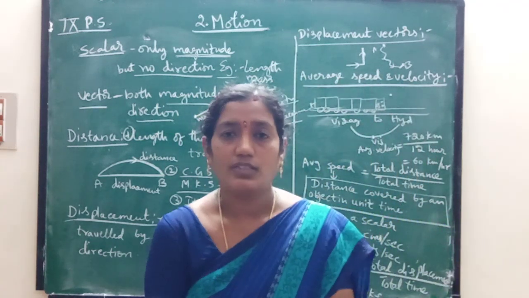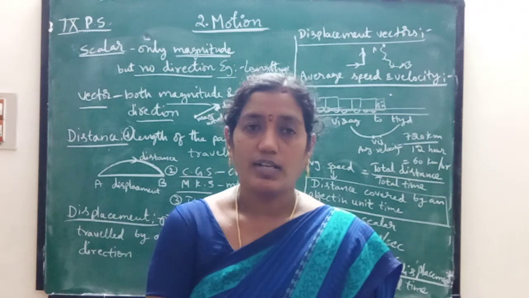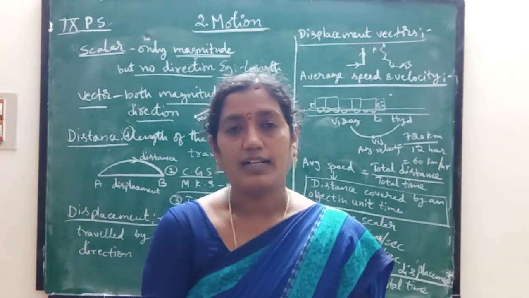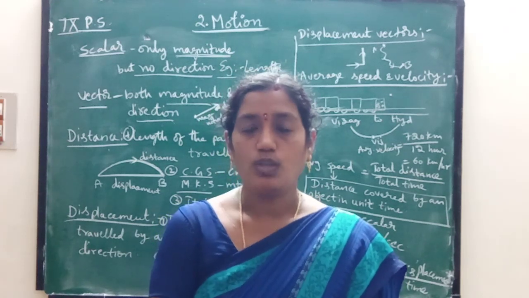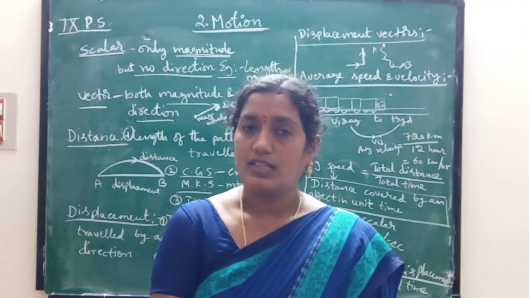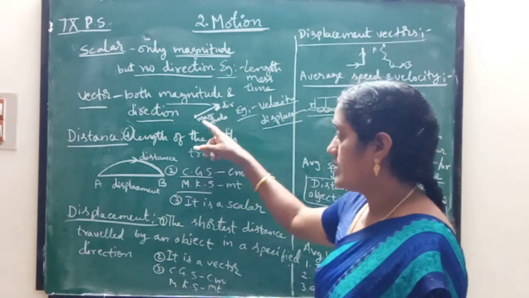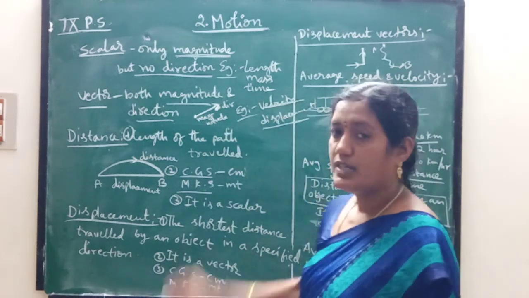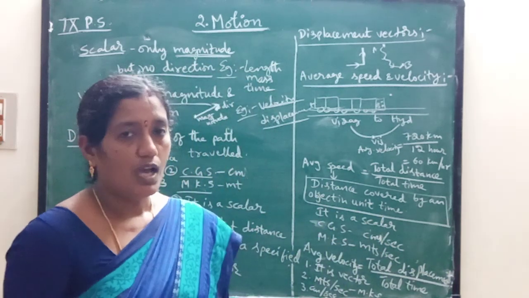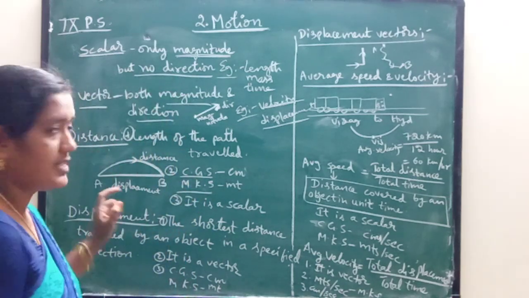Simply, what is a scalar quantity, children? A physical quantity which has only magnitude but no direction is called a scalar quantity. Examples: length, mass, time. What is a vector quantity, children? A physical quantity which has both magnitude and direction is called a vector. In this lesson I am going to explain the examples of vectors, that means velocity, displacement, etc. After this we will go to other important topics in this lesson, that is distance and displacement.